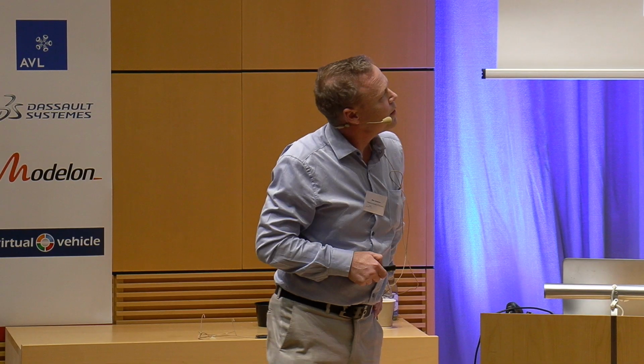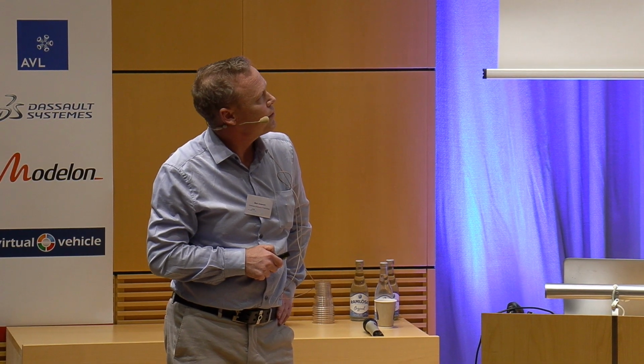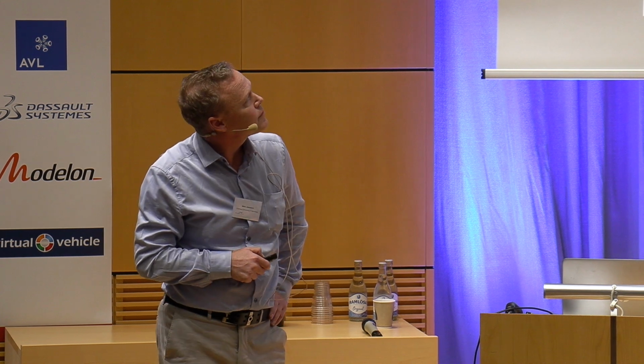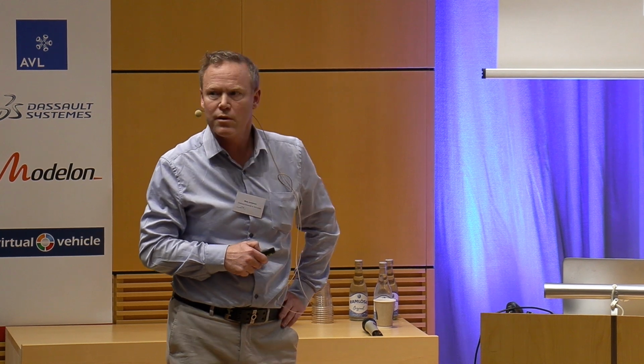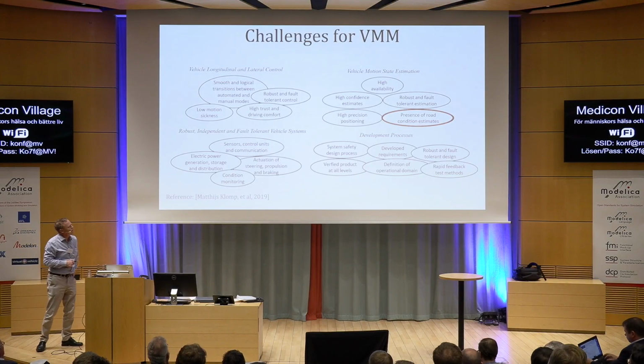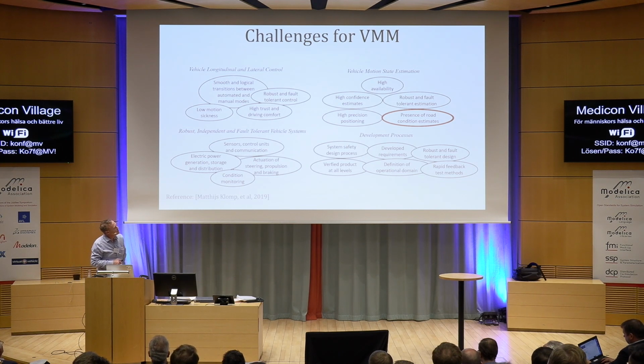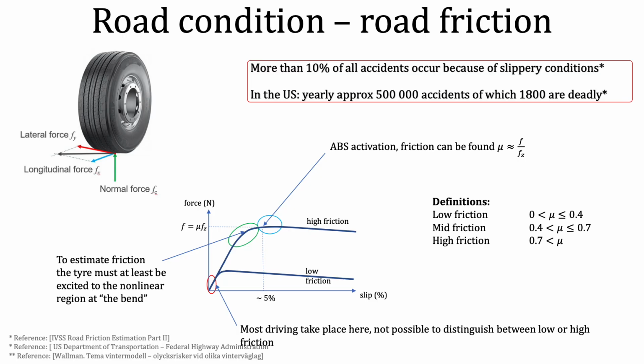Development process is another challenge, mostly system safety. And another one is vehicle motion state estimation that I will talk about today. I will talk about road condition estimation, and in particular road friction estimation. That is very important, and the reason is that there are many accidents due to slippery road conditions. More than 10% of all accidents occur because of slippery conditions, and many people die.